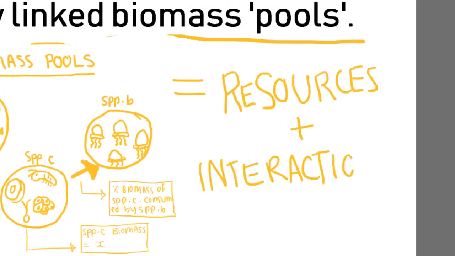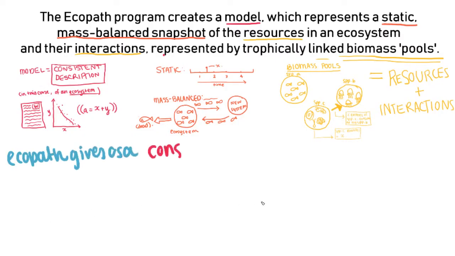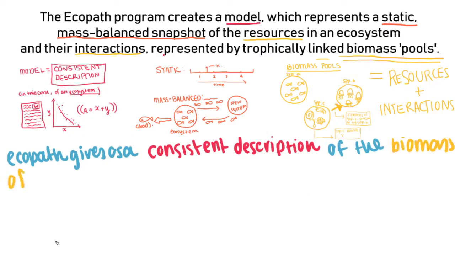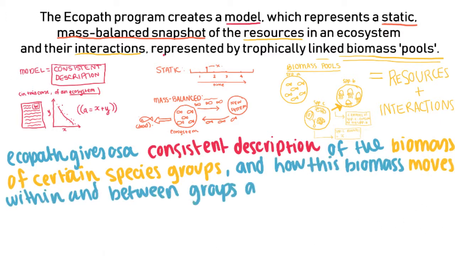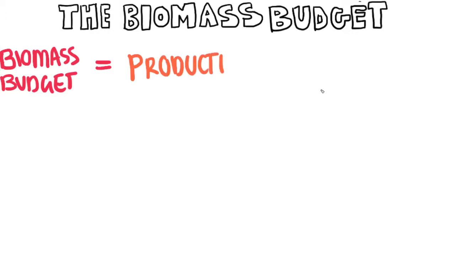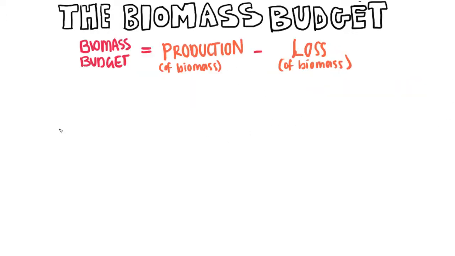So, in other words, Ecopath gives us a consistent description of how the biomass of certain species groups and how this biomass moves within and between species groups at a single point in time. This model can thereby tell us the biomass budget for an ecosystem, which is the difference between the production and loss of biomass within an ecosystem.